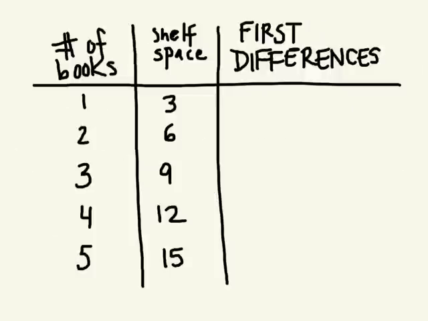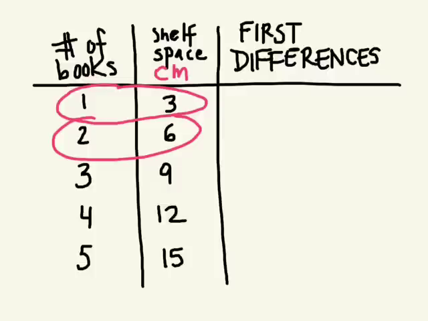Okay, so in this section we're going to be looking at investigating relationships in data. So you're given some information, some data in this table. And what is the relationship that we're looking at? We're looking at relating number of books and shelf space. So if I have one book on the shelf, how much space does it take up? 3 centimeters of space. Okay, this is in centimeters. If I have 2 books on the shelf, how much space does it take up? 6 centimeters. Can anyone describe this relationship just by looking at the table?